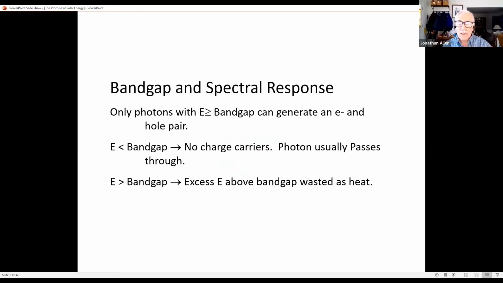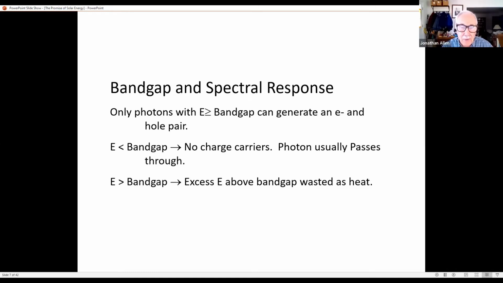And this is an important idea here. Band gap and spectral response. Only photons whose energy is greater than the band gap can generate electron and hole pairs. And it doesn't matter how many of them there are. Either the energy is sufficient or it ain't. If the energy is less than the band gap, that lets you create no charge carriers. The photon can pass right on through the layer. If the energy is greater than the band gap, the excess energy above the band gap is wasted as heat. For instance, if it takes 2 electron volts to satisfy the band gap and your photon has 3, that extra electron volt is wasted as heat.